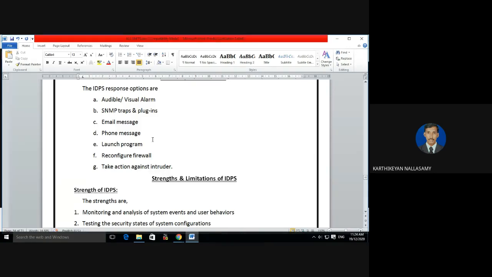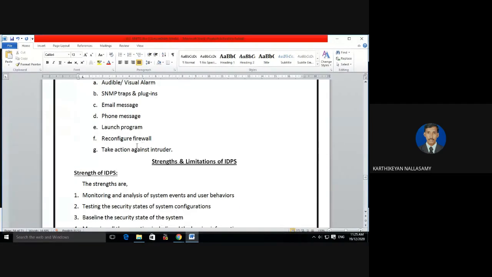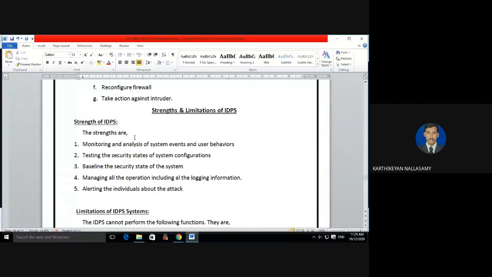And that is called a firewall reset, or maybe we can take action against the intruder. According to our own site policy, we are going to take an action against them, maybe offline, if it is suitable. So these are the different types of IDS response behavior that are applicable. Clear? Okay. That is for the implementation of the IDPS.